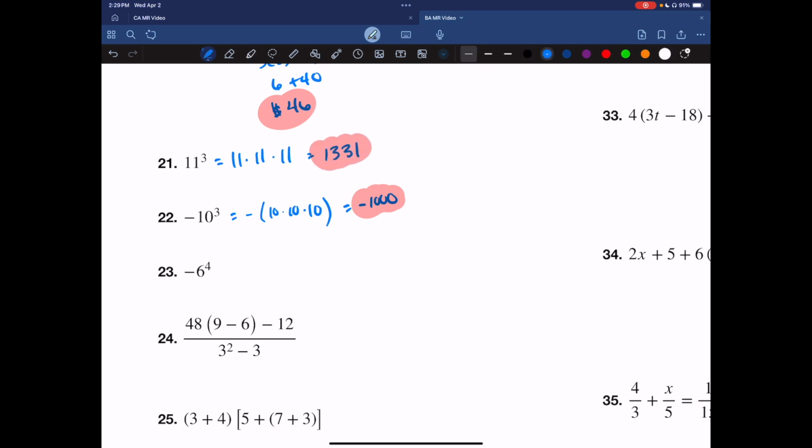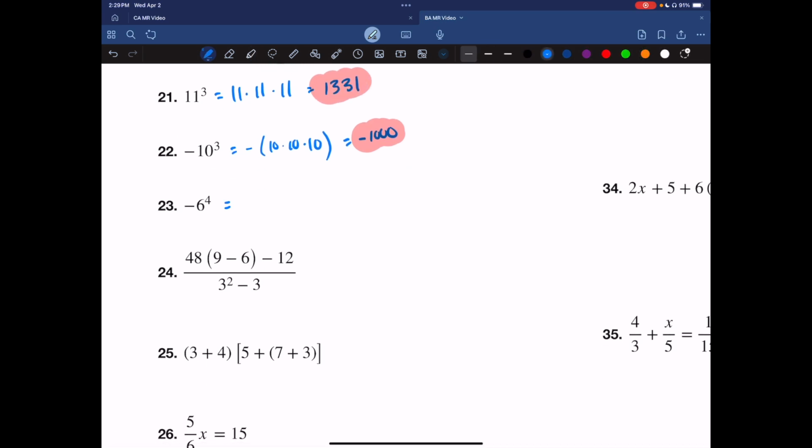Okay. Here, same thing, but this time it's the same thing as negative 6 times 6 times 6. So you may not know what 6 to the 4th is, but you can use your calculator for help. So that's going to be 1296, and remember, it's negative. Now, had this been inside of parentheses here, that would have been a positive 1296, but parentheses is everything.